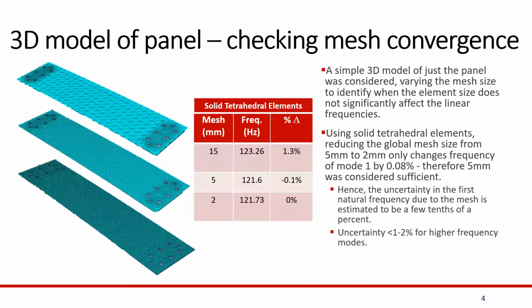Hence, the uncertainty in the first natural frequency is estimated to be a few tenths of a percent, and the uncertainty in higher frequencies was found to be 1 to 2% due to mesh convergence.